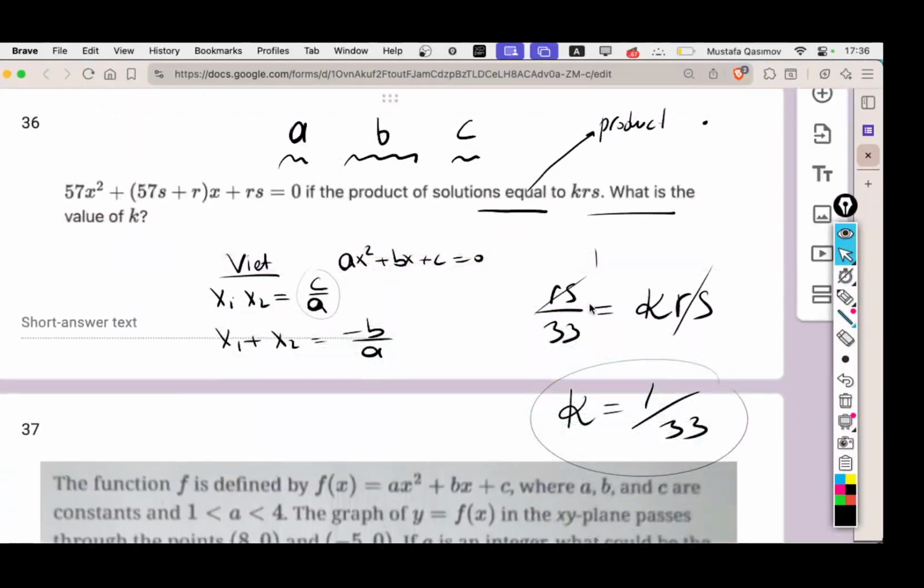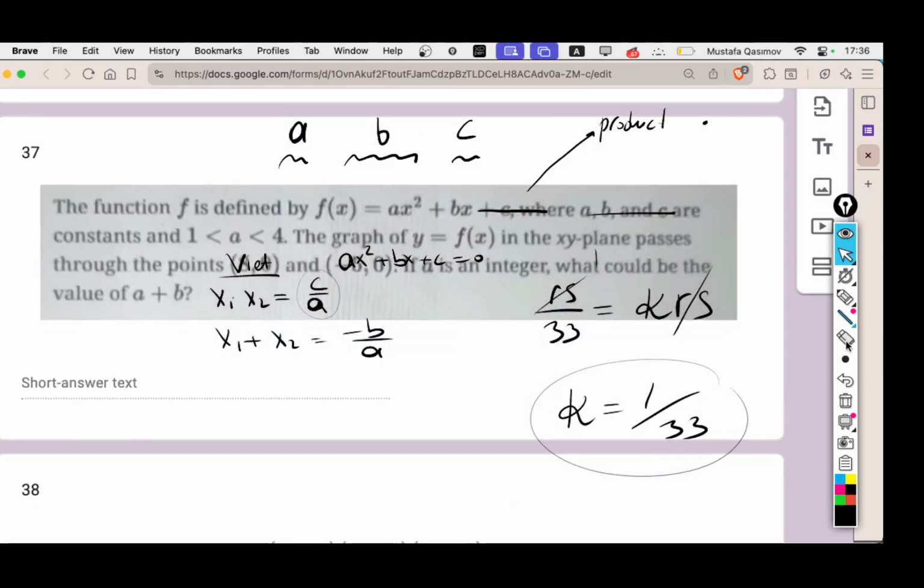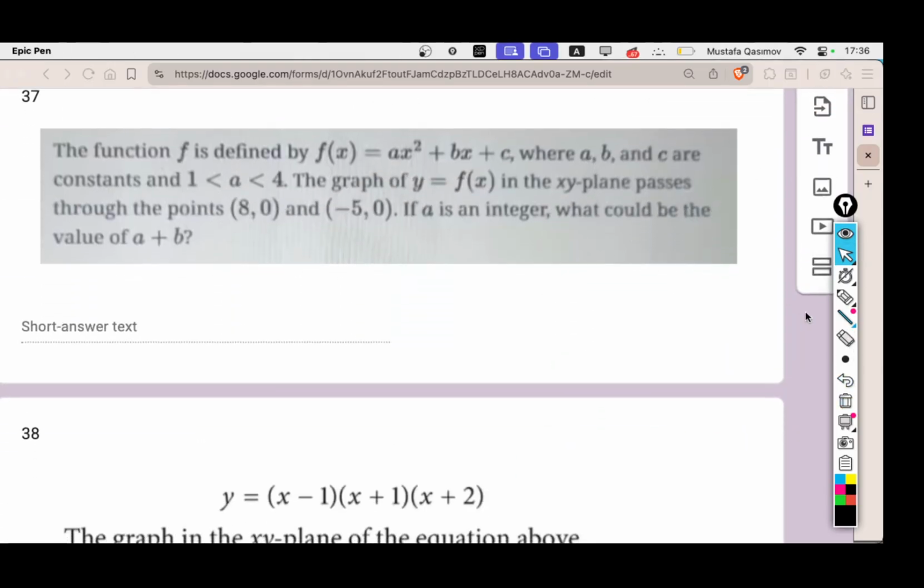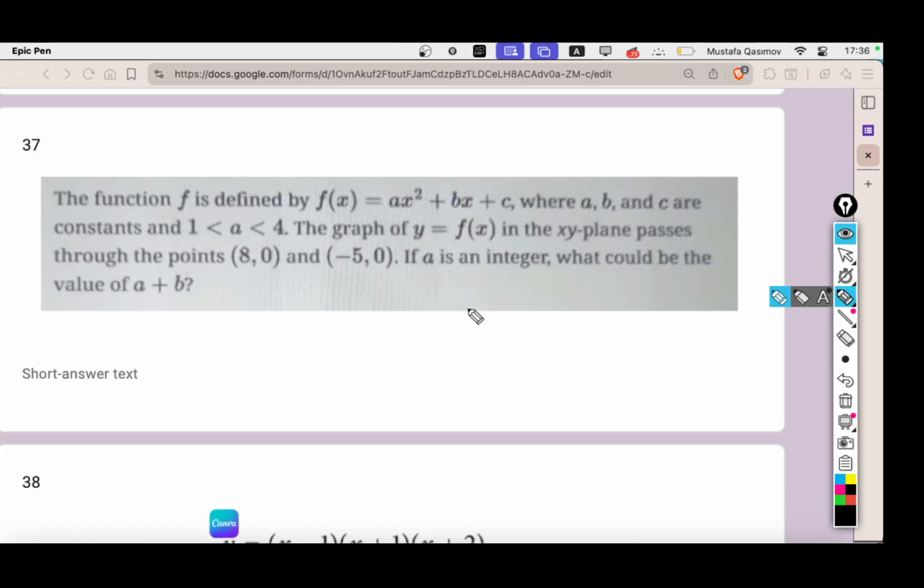Okay, and I think that's for the question. They are very good questions. It is related also to the vertex. This one we didn't actually look at its function parts, but you can solve this question too. You can see that 8 and -5, both of them are x-intercepts. So we can see that they are x1 and x2.